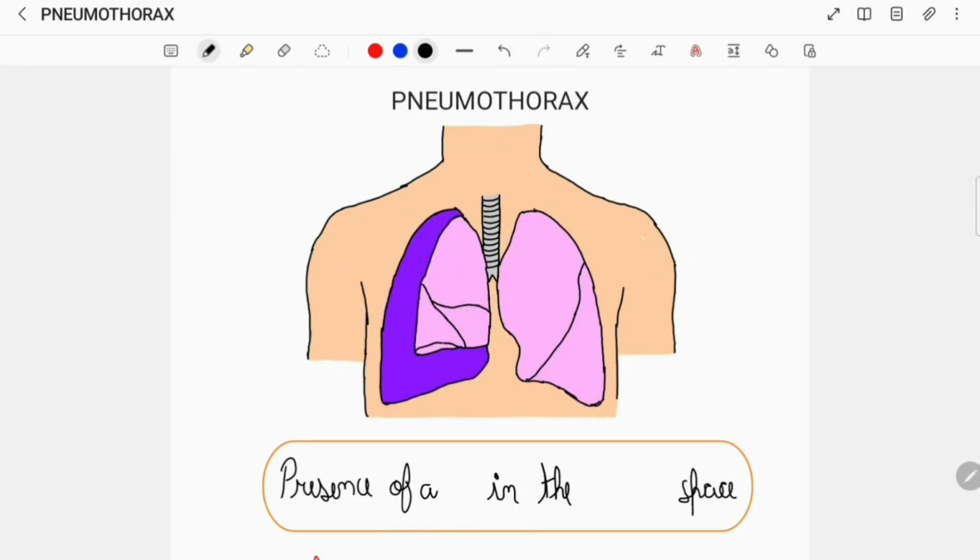Hey everyone, today I'll be talking about pneumothorax. Pneumothorax is defined as presence of air in the pleural space.